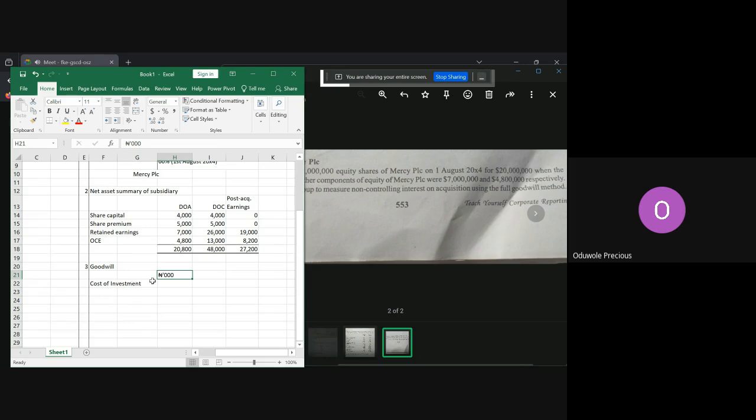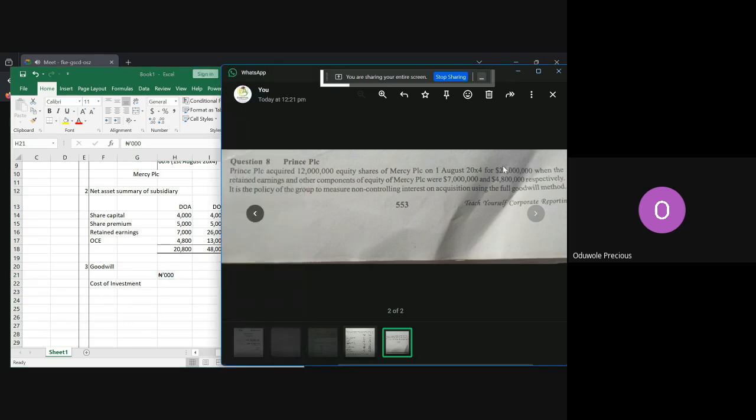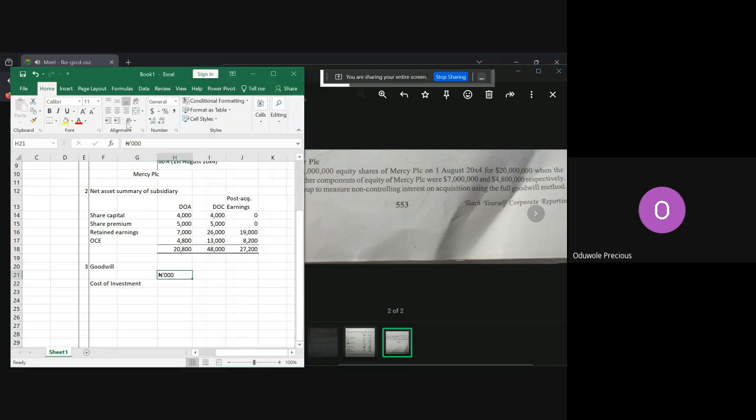Okay. So our cost of investment is 20 million. They said Prince PLC acquired 12 million equity shares of Mercy on 1st August 20-- for what? For 20 million.